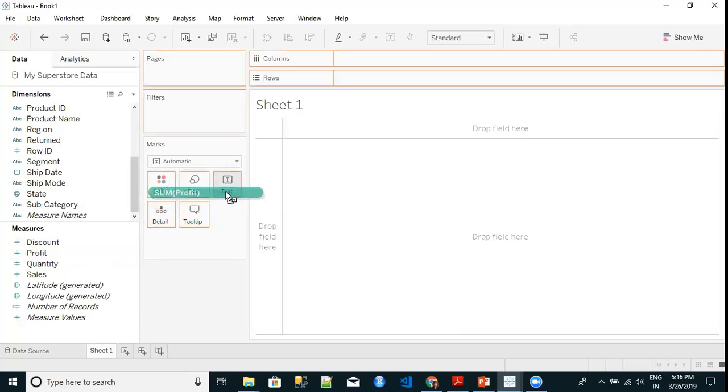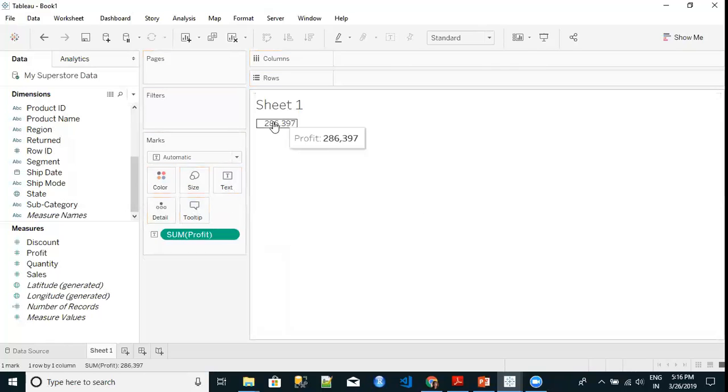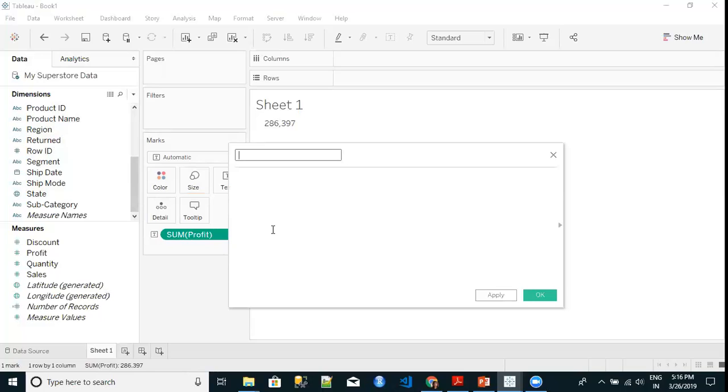So I'm going to drop the profit in the text. And this is the total profit that the company has. The next thing is I need profit ratio. So I'm going to create a calculated field for that. That is called profit ratio.